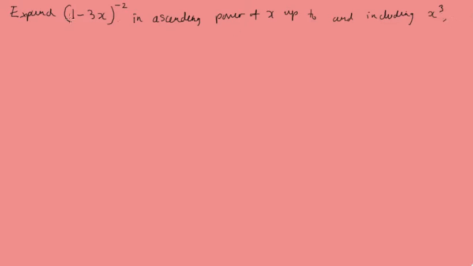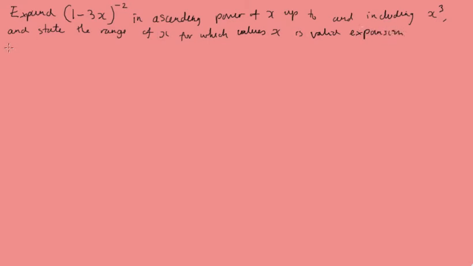So expand (1 minus 3x) to the minus 2 in ascending powers of x up to and including x cubed, and state the range of values of x for which the expansion is valid.